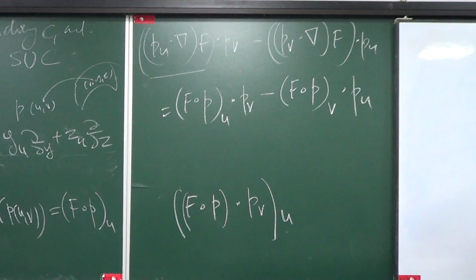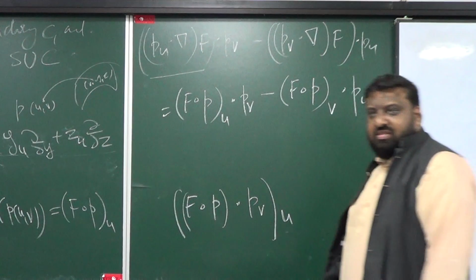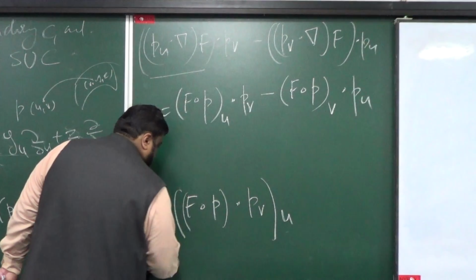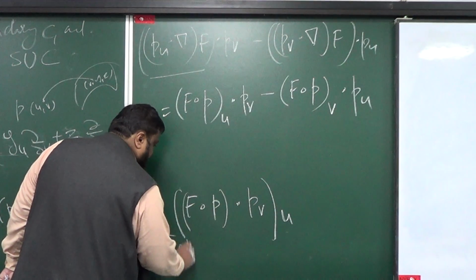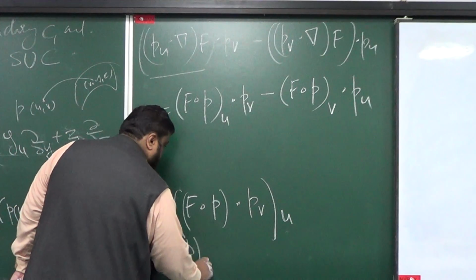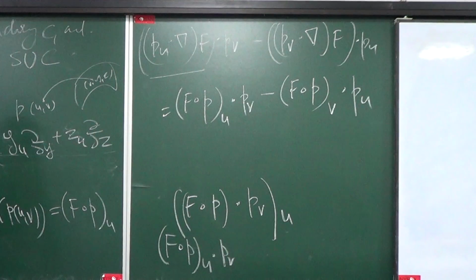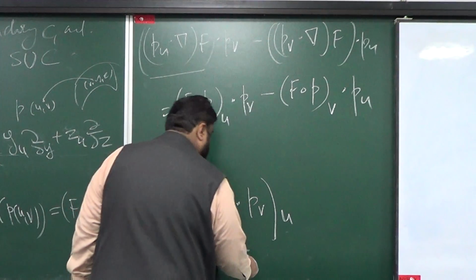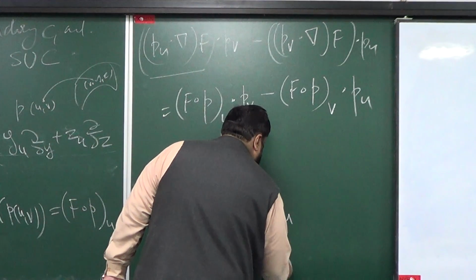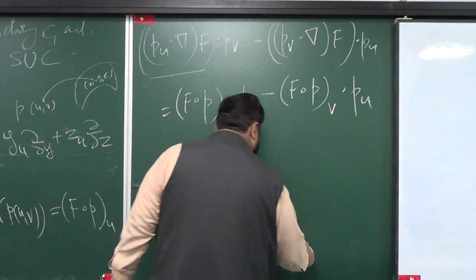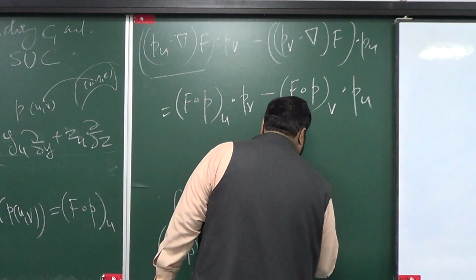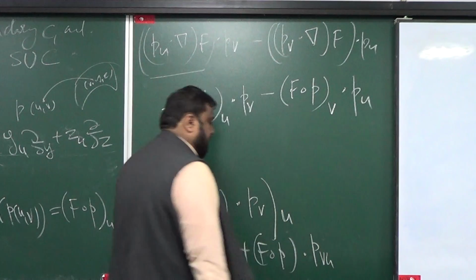Now if you take the partial derivative, what are you going to get? You're going to get two terms coming out of it, because you're going to apply the product rule. So the first term is going to be F composition P U dotted with PV, plus F composition P dotted with PVU, for example.